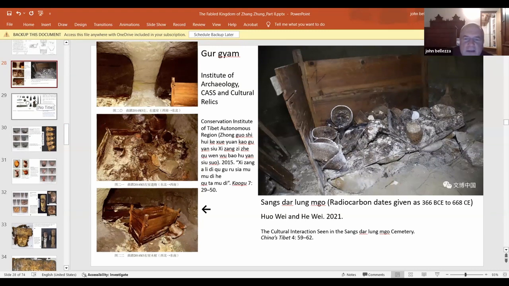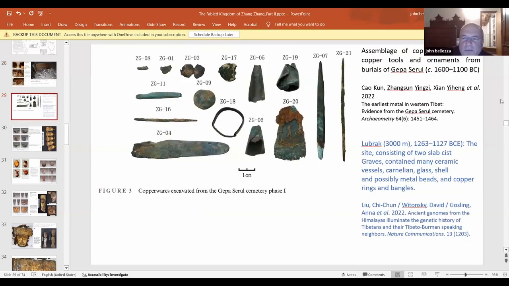Now, before we look at the artifacts, objects found at Gurjam, I want to just point out that recently we know at the site of Gepa Siru, also in Guge in far western Tibet, they've discovered assemblages of copper and arsenical copper tools and ornaments dating back to around 1400, 1300 BC. And so this evidence is very, very important.